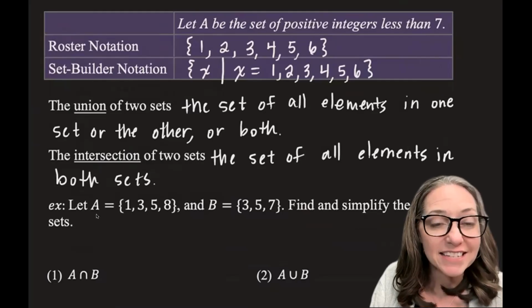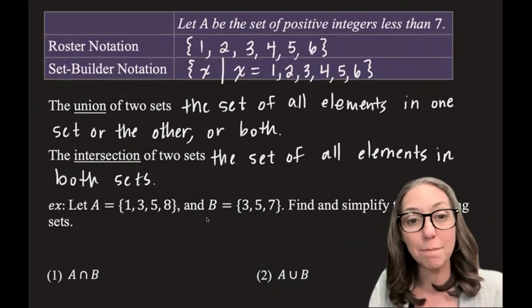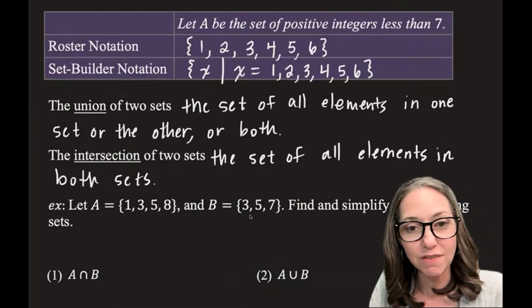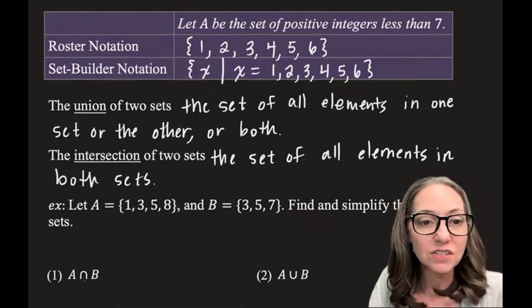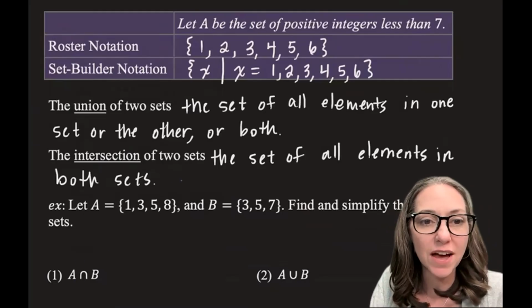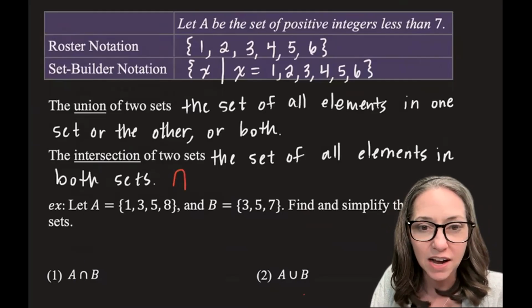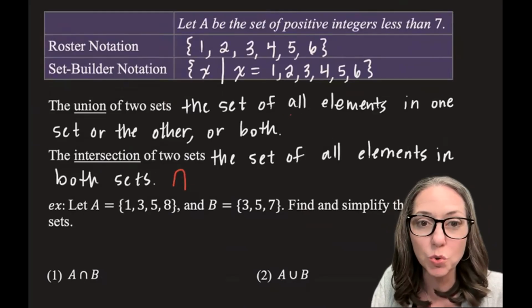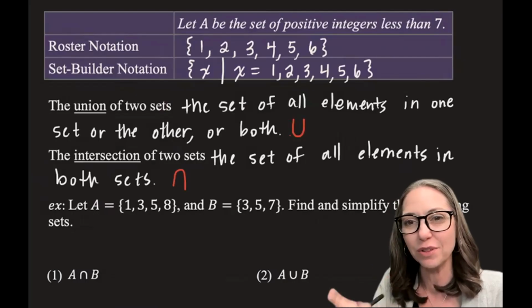So if A is the set containing the numbers 1, 3, 5, and 8, and B is the set containing the numbers 3, 5, and 7, we're going to find and simplify the following sets. This first notation with the upside down U, that is intersection. So let's go write that in here. That means intersection. And over here on the next example, a U, U for union. It's a really wide U, not quite like the letter U, a little bit different.